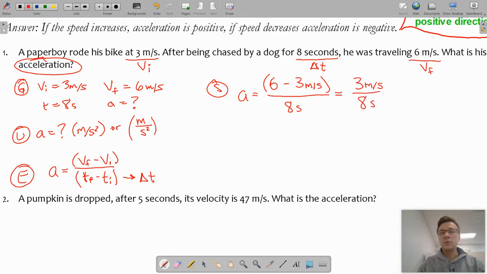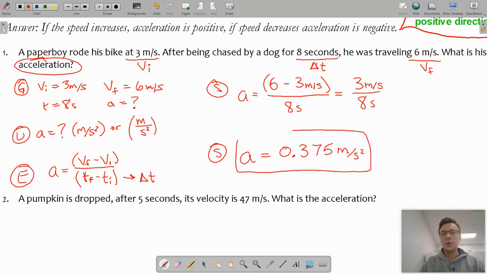Okay, so when we solve it here, the acceleration is going to be equal to 3 divided by 8, which is 0.375. And then our units here are going to be meters per second squared. So this is our final answer right here.